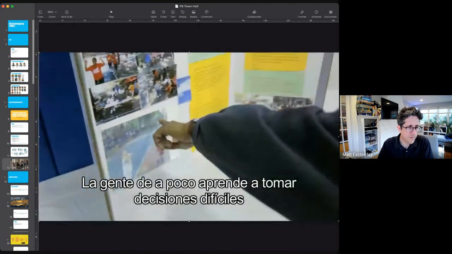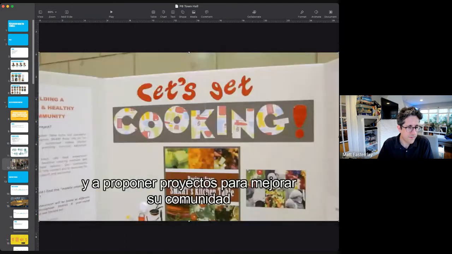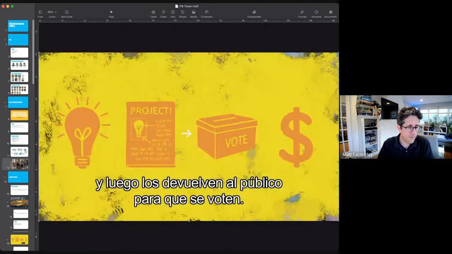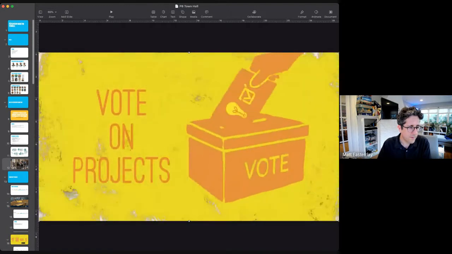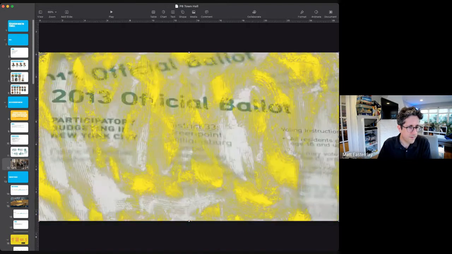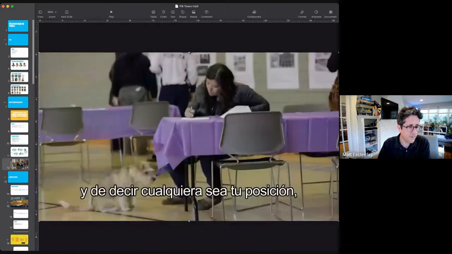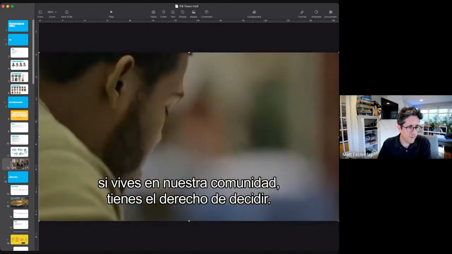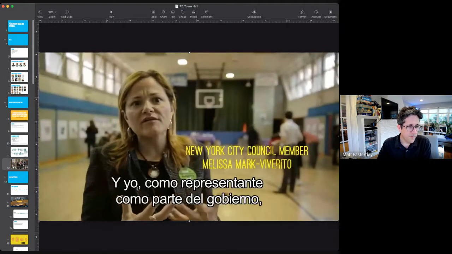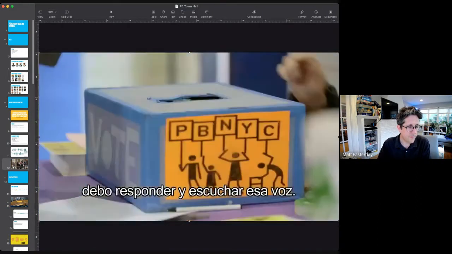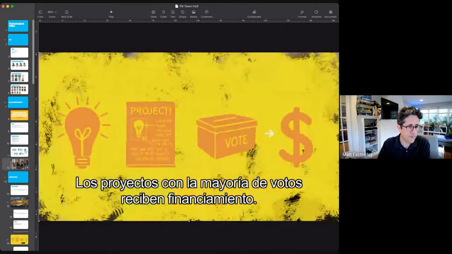People get a taste of making the tough decisions and coming up with things that can be done to improve their community. And they bring them back to the public for a vote. So we're validating every voice in our community and saying, you know what, whatever your position is, you live in our community, you have a right to decide, and that me as a representative and government should respond and should listen to that voice. The projects with the most votes get funded.